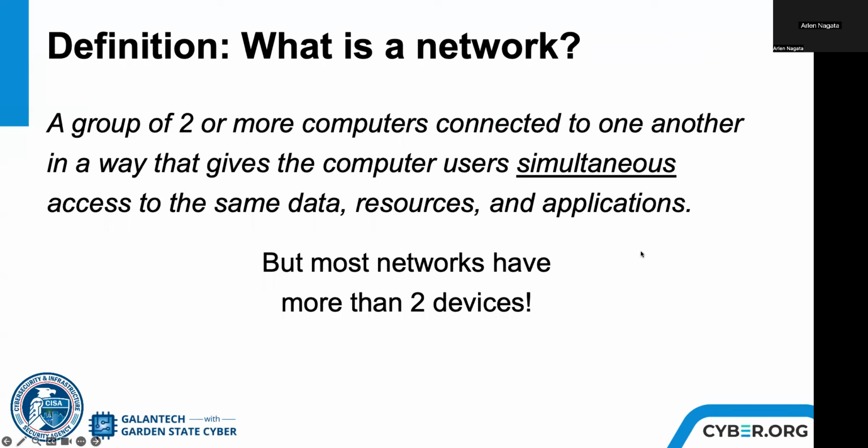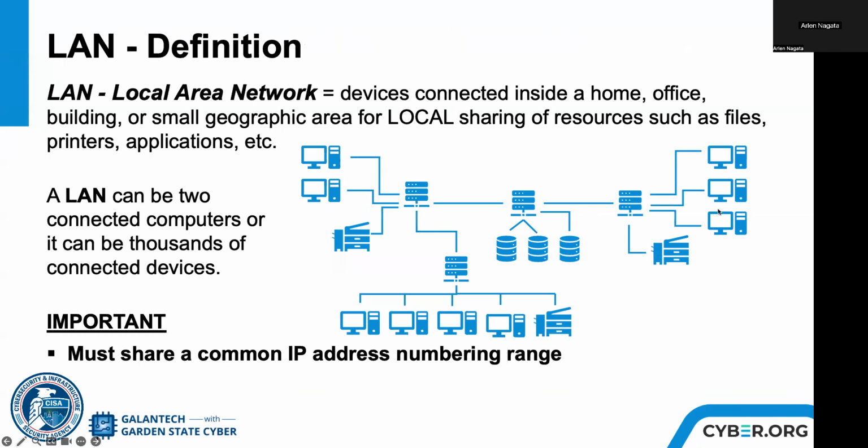So what is a network? It's a group of two or more computers connected to one another in a way that gives the computer users simultaneous access to the same data, resources, and applications. Most networks have a lot more than two devices, but that's just the basic definition.